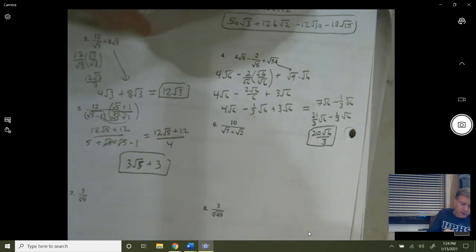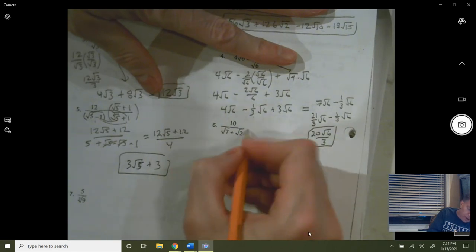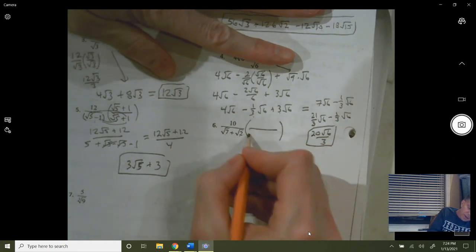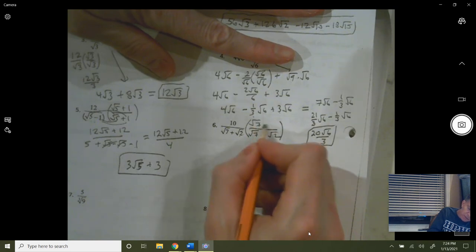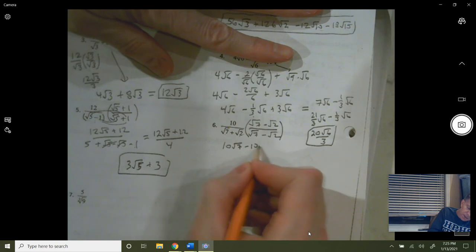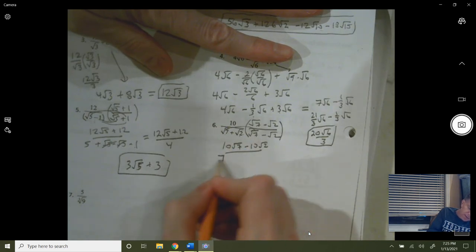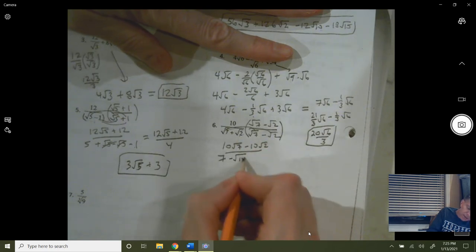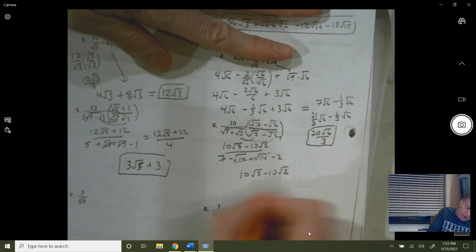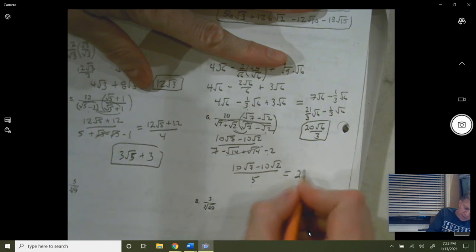So if you understood that, try this one. You can fast forward because I'm going to do it, but maybe try this one on your own, maybe pause the video. So we're going to multiply rad 7 plus rad 2 by rad 7 minus rad 2. Distribute. We've got 10 rad 7 minus 10 rad 2. And on the bottom, rad 7 times rad 7 is 7. Rad 7 times negative rad 2, so minus rad 14, and then plus rad 14. Those will go away, and then minus 2. So I've got 10 rad 7 minus 10 rad 2, all over 7 minus 2. I can divide both of these by 5, so I get 2 rad 7 minus 2 rad 2. And that's as far as you can go.